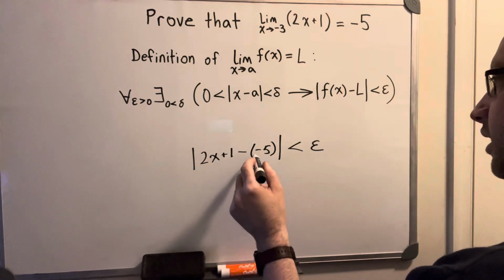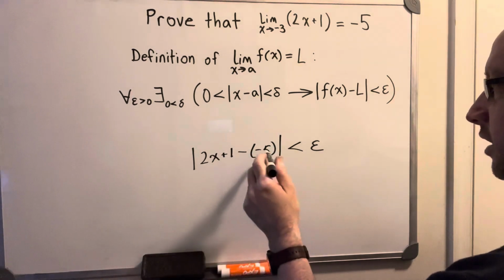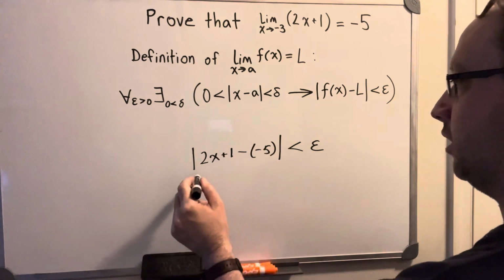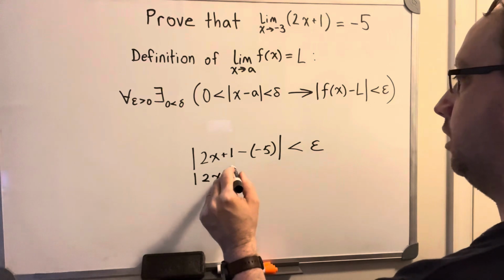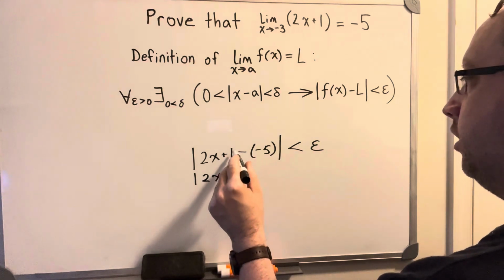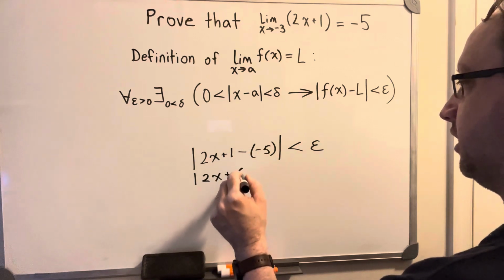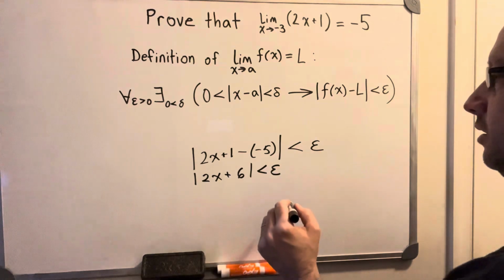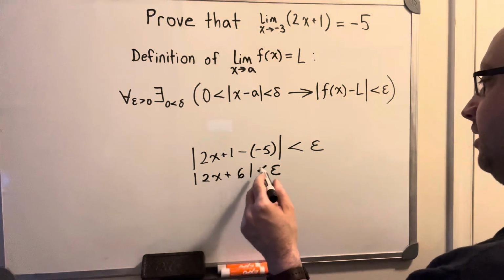Okay, and the way we're going to do that is we're going to perform manipulations on this absolute value. We can see that minus negative is the same as plus, so 2x plus, what is 1 minus negative 5? 1 plus 5 is 6, is less than epsilon. Okay, the absolute value of 2x plus 6 is less than epsilon.